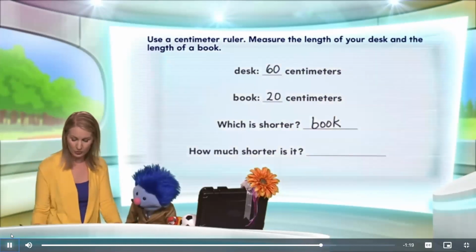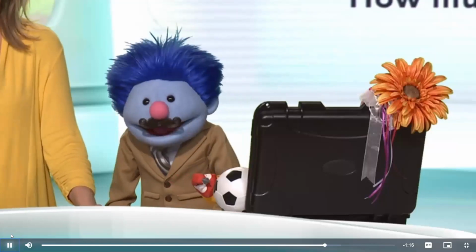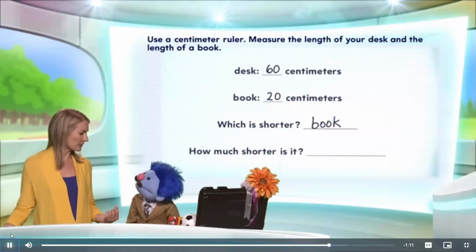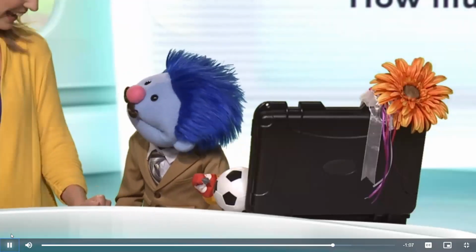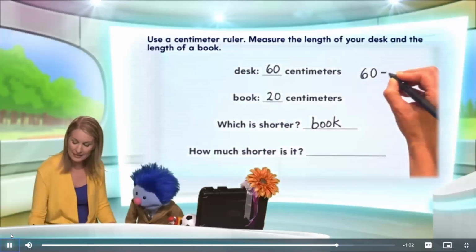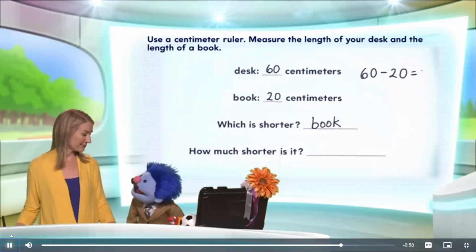Now, how much shorter is the book? Well, we've got to figure that out. So how about we do this mentally? How are we going to do this mentally? Well, you have to subtract it, right? Exactly. So we're going to subtract 60 minus 20. Mentally, what is that? It will be 40.